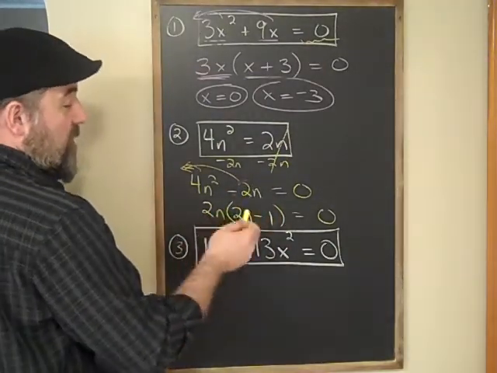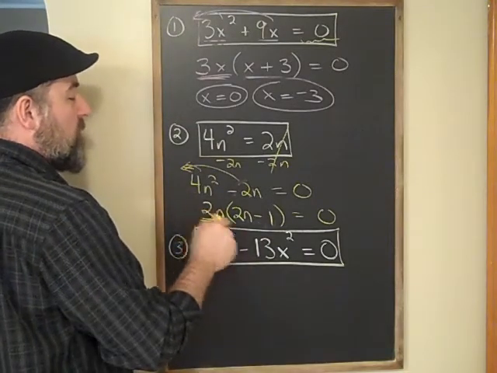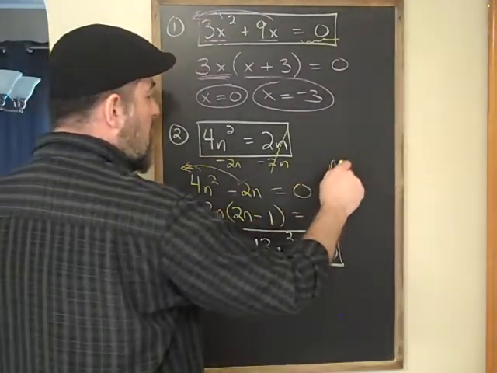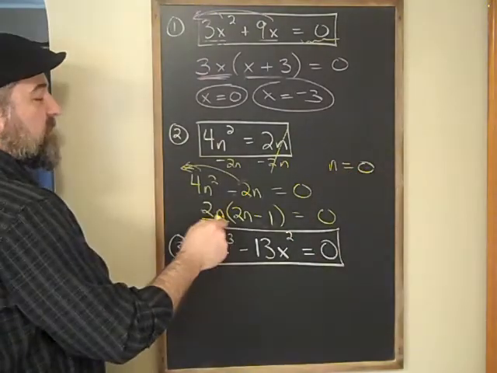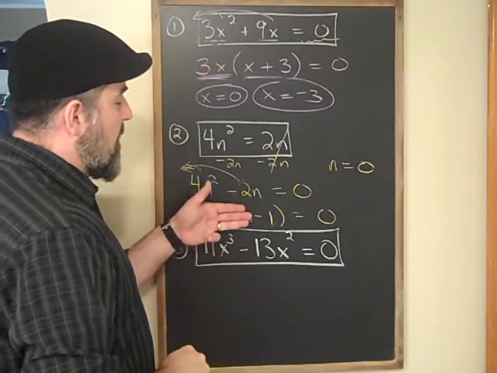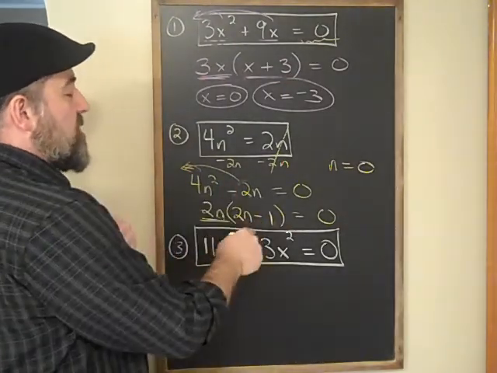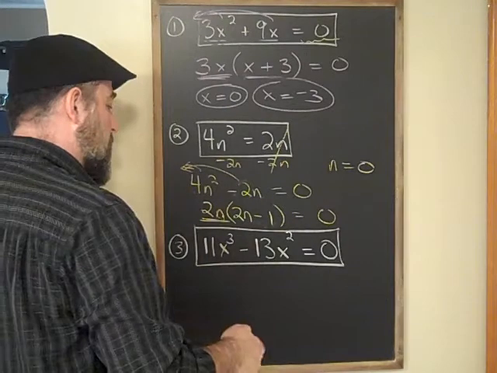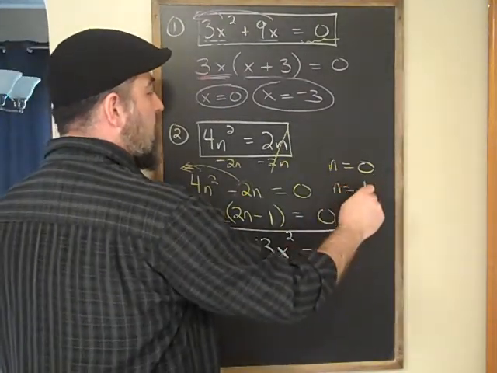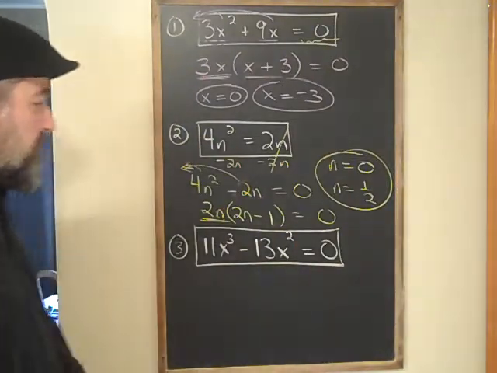So now we have it in a factored state, we have to figure out what makes this factor be 0. What do you multiply by 2 to get 0? Well, one of those solutions is 0. That's what makes that factor be 0. This one, oh, we got a pesky 2 there. Okay, so what minus 1 is 0? 1. What makes that 2 go away? 1 over 2. So the other solution is n equals 1/2. Those are your two solutions for number 2.